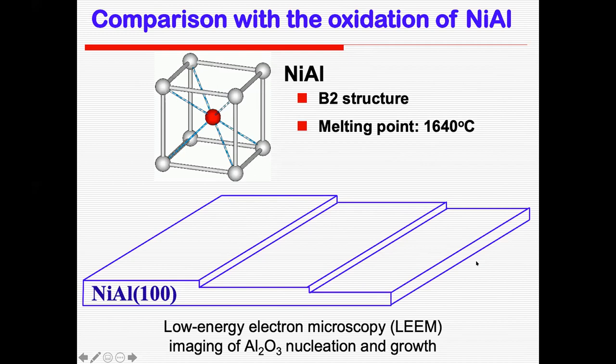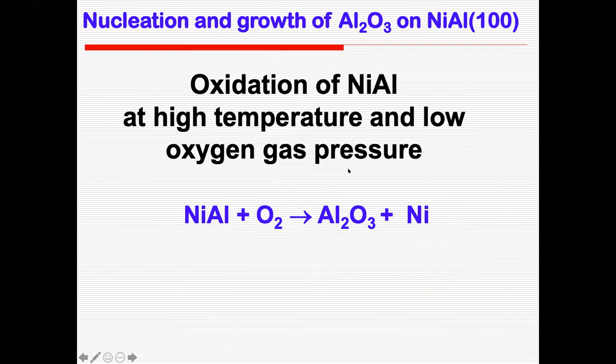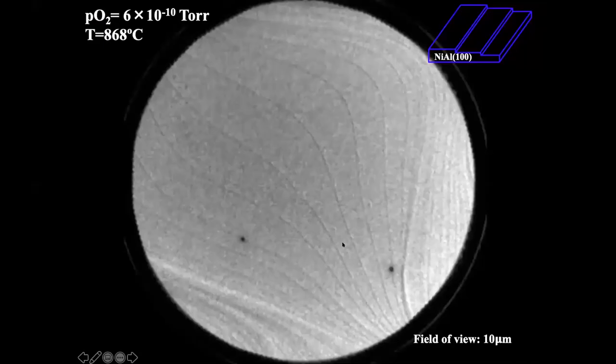And then we look at the oxidation at a very low oxygen pressure, especially at high temperatures, close to 1,000 degrees Celsius. At very low oxygen pressure, aluminum is selectively oxidized. Nickel does not oxidize, because aluminum is much more reactive than nickel. In other words, the heat of formation of aluminum oxide is much, much higher than that of nickel oxide. That's why aluminum is first oxidized.